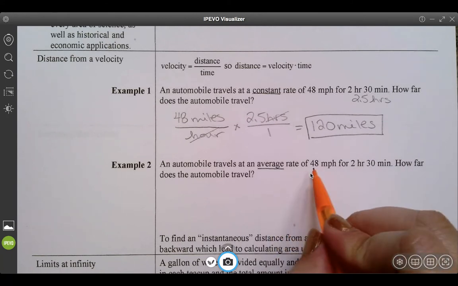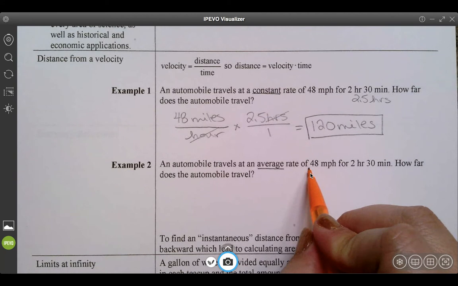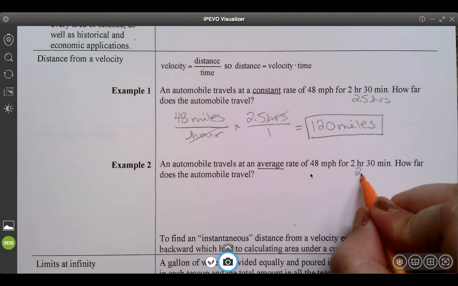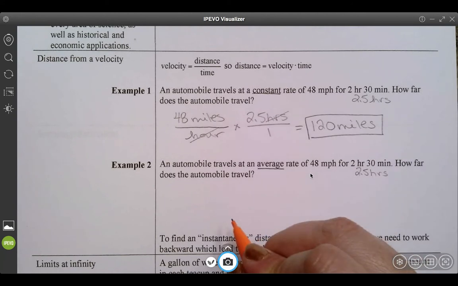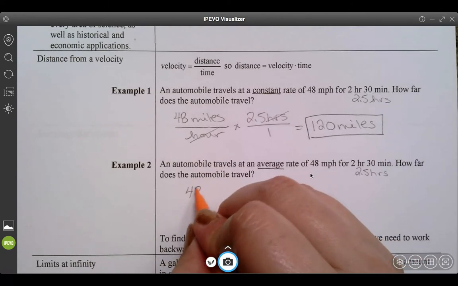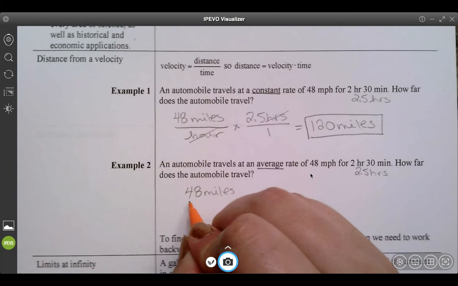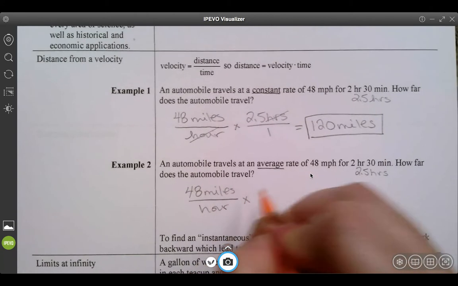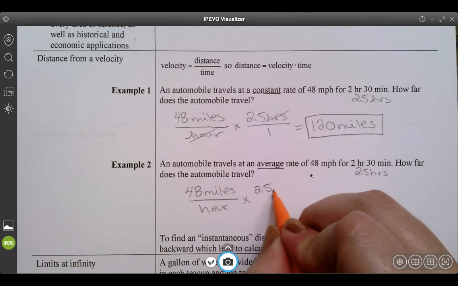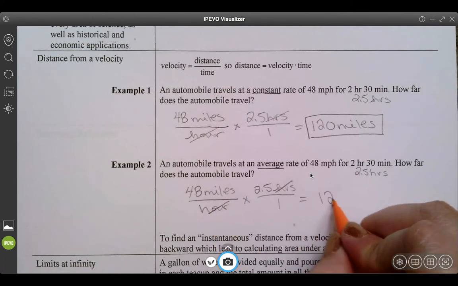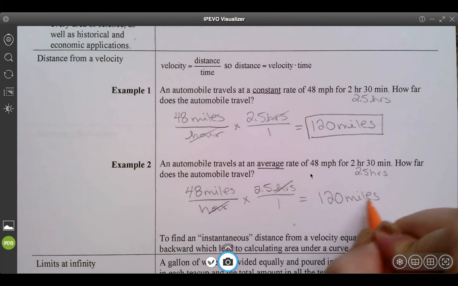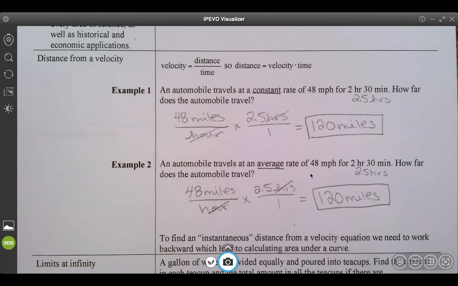So again, we have a rate, or our velocity, and we have a time. I'm going to change it to 2.5 hours so that it's 1 unit of measurement. How far does the automobile travel? So the same calculation, 48 miles per hour, and the same time, 2.5 hours. Hours cancel out, so we're left with 120 miles. Okay, so we get the same answer to both questions, but it's the meaning of the questions that's different, right?